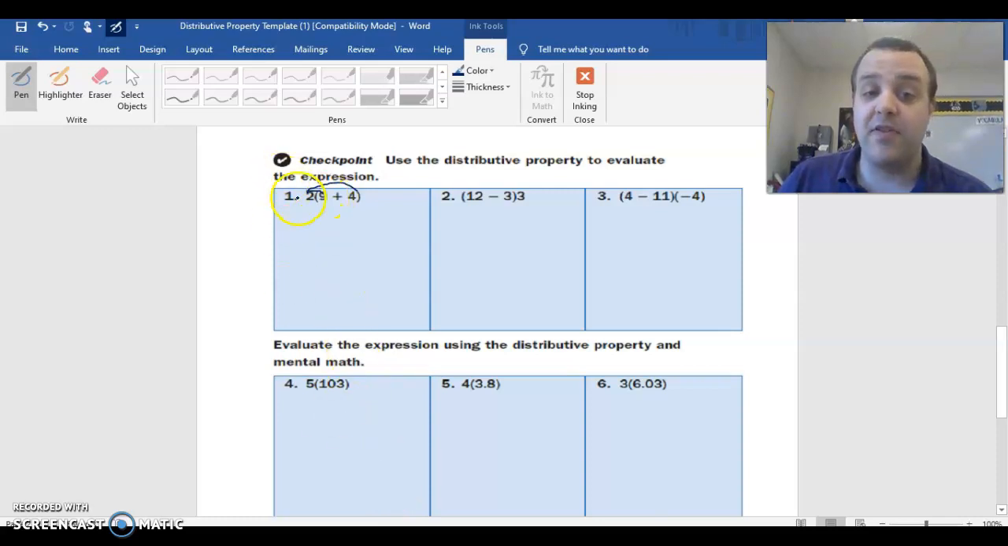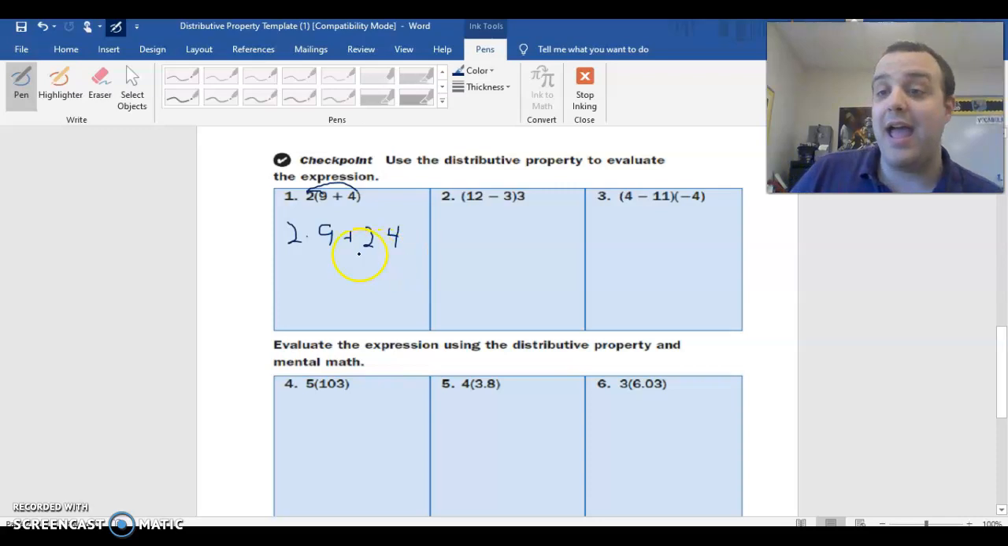So for example, for this one, 2 times 9 plus 4, how do I do that? Well, I can rewrite it as 2 times 9 plus 2 times 4. That's using the distributive property. And then I'll say, 2 times 9, that's 18. 2 times 4, that's 8. And I add those together, and I get 26.